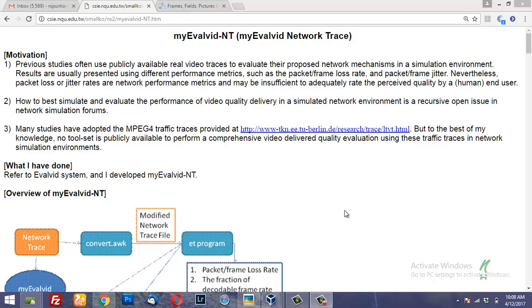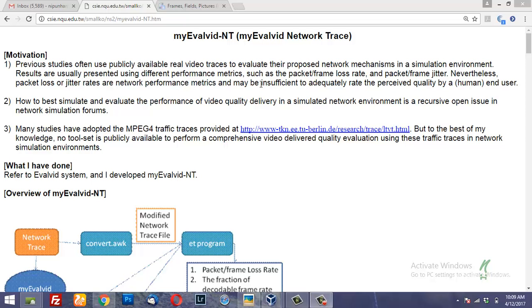In this video I want to talk about a framework proposed by Smallco to calculate the fraction of decodable frames, and you can find the link to this framework and the entire package of Smallco in the link in the description.